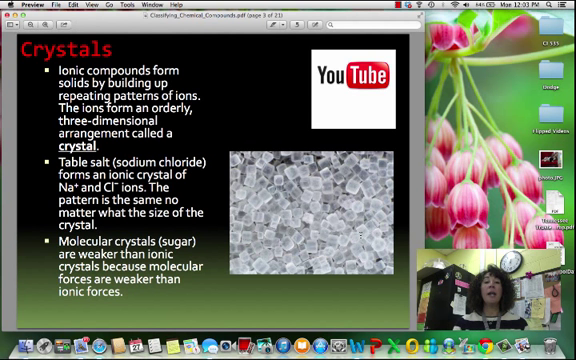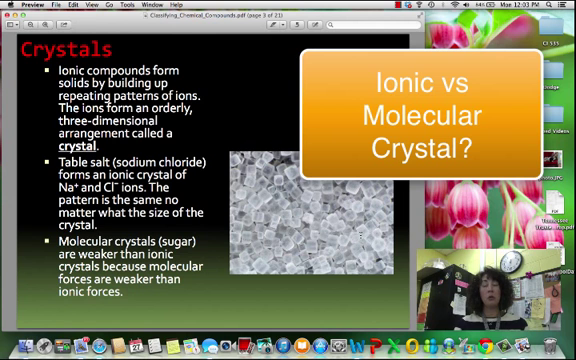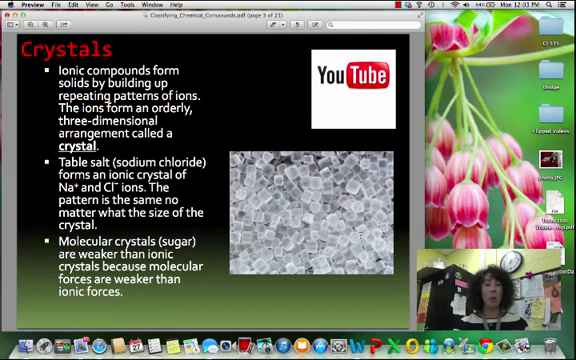Okay, now ionic compounds form solids by building up these repeating patterns of ions. And those ions form in a very orderly three-dimensional arrangement that we call a crystal. Table salt, for instance, we know are those crystals. They are made up of sodium ions and chlorine ions. And the pattern is the same no matter what size the crystal might be. Now, molecular crystals, on the other hand, are weaker than ionic because, of course, we know those forces that are holding them together, where they're sharing the electrons, are weaker than ionic ones.